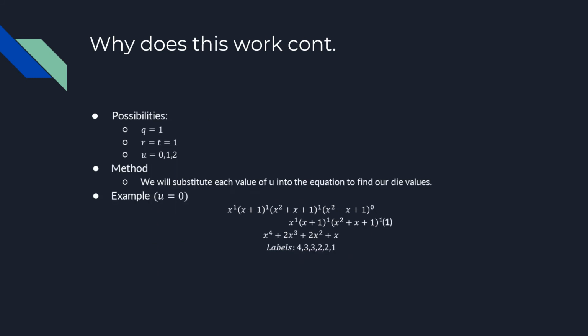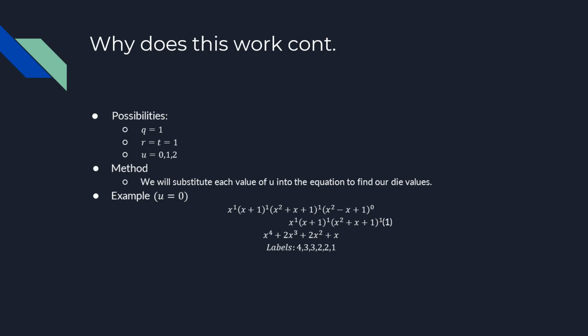So here's our possibilities now. We have q equal to 1, r is equal to t, which is equal to 1, and u can be 0, 1, or 2. And we're just going to substitute this into our unique factorization that we found. Let's do an example here.